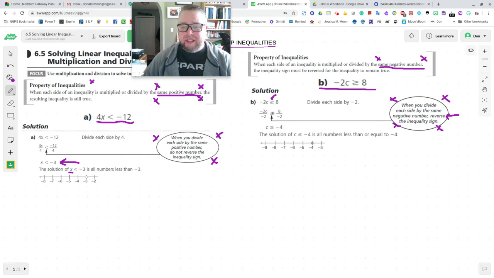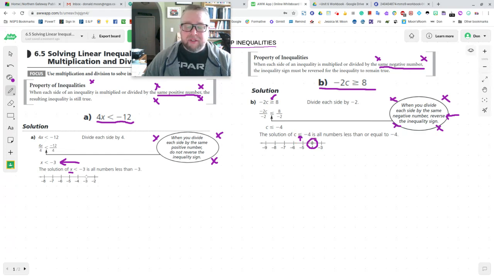I have to reverse it. So now it's c is less than or equal to negative 4. And when I go to graph that, again, it's important that we indicate that anytime we have an equal to sign underneath, it's a solid dot.